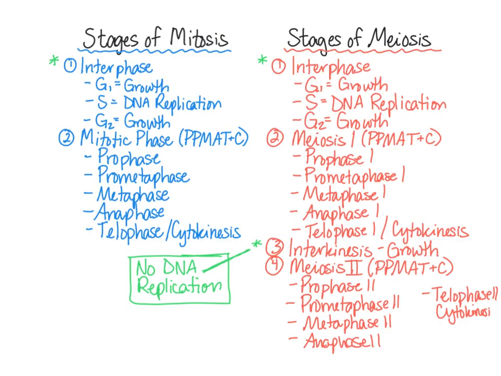Now, I want to point out a couple more similarities and differences between mitosis and meiosis before we get into the details of what happens during meiosis. So one thing I want to point out is the number of times the cell goes through the S phase in mitosis and meiosis. Remember, the S phase is when the DNA is replicated. So in mitosis, the DNA is replicated only once, and that's the same for meiosis. So in both meiosis and mitosis, the DNA is replicated only once.